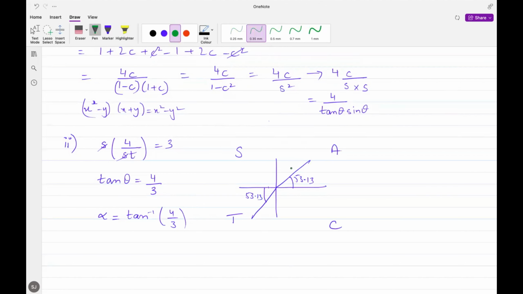Now to find the value of theta, the first angle will be anti-clockwise from the x-axis. So theta will be 53.1, as we have to give our answer to one decimal place for angles. And the second angle will be 180 plus 53.1, which is 233.1 degrees.